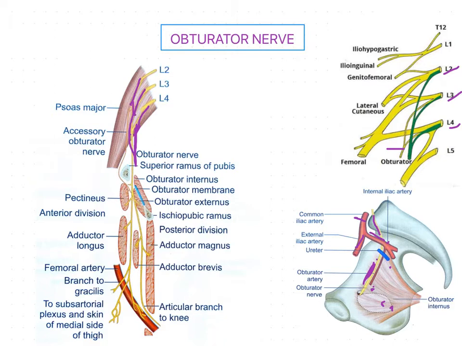Now it leaves the lateral wall of the pelvis by passing through the upper part of the obturator foramen to enter the thigh. This upper part of the obturator foramen is normally called the obturator canal. From the obturator canal, it enters into the thigh. From there the third part of the obturator nerve will start. So I want to mention the obturator canal here.